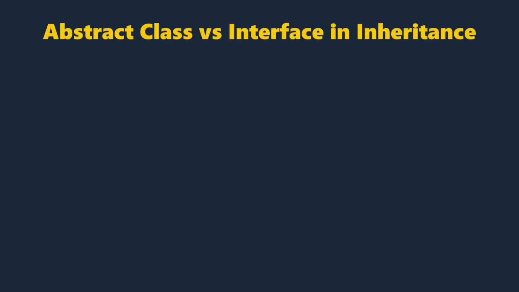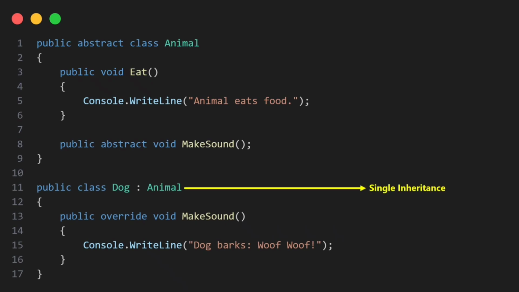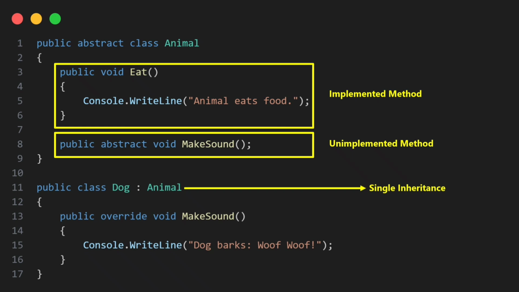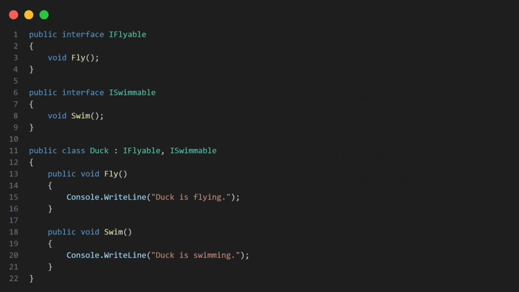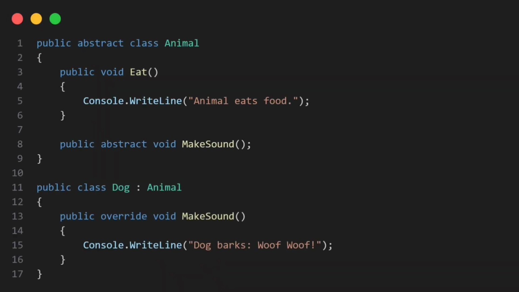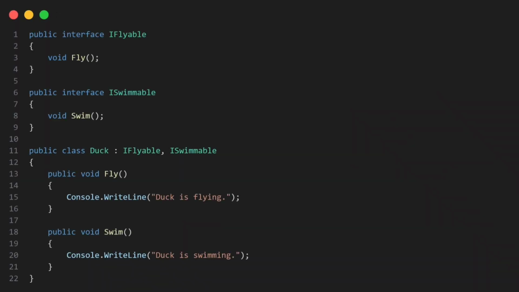Abstract class versus interface in inheritance. Abstract classes allow single inheritance. They can have both implemented and unimplemented methods. Interfaces, on the other hand, allow multiple inheritance and are meant only for contracts. What must be done, not how. So, use abstract classes when classes share common code, and use interfaces when you just want to enforce rules.